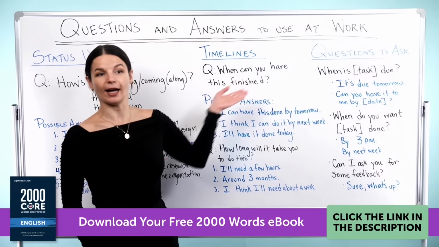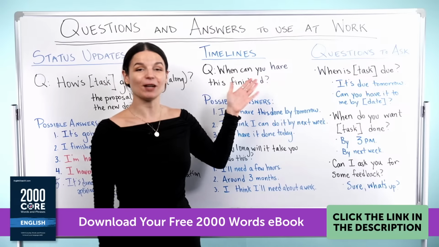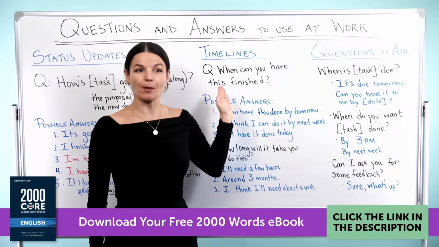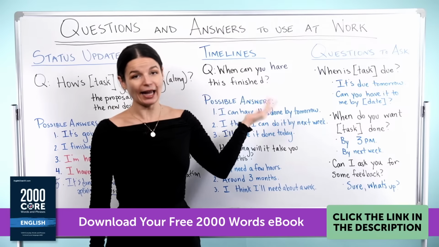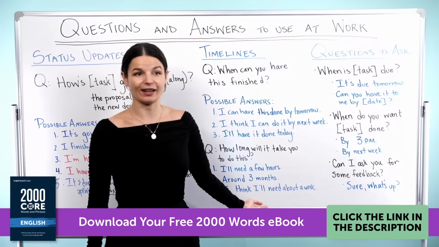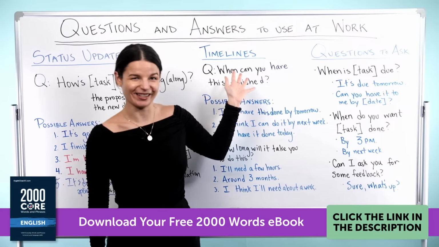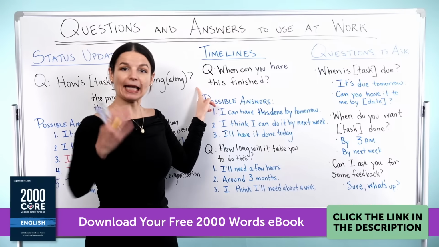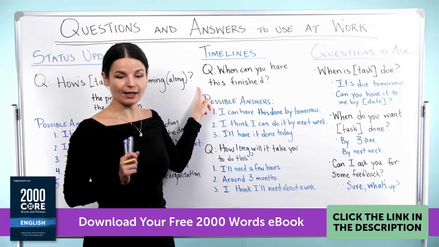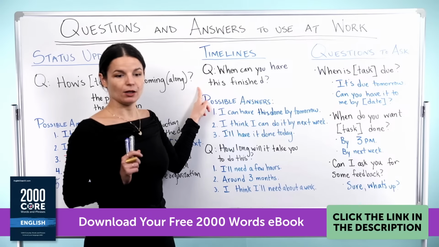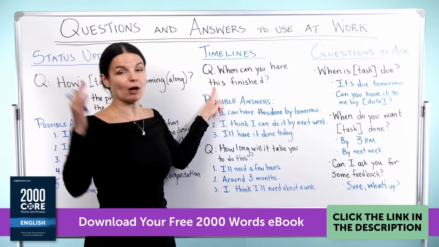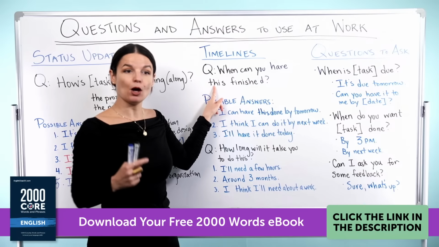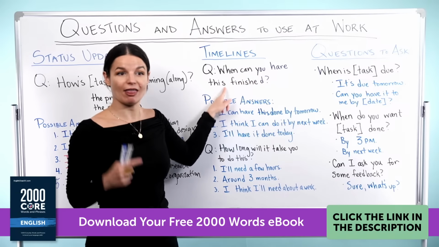Part 2, timelines. Okay, timelines are super important at your work and at your school. So let's talk about one big question and some possible answers, okay? Oh, sorry, I'm wrong. I put 2 questions in this. We're gonna talk about 2 main questions here. First, question 1, when can you have this finished? When can you have this finished? Okay, so this one is a question usually from a boss to their employee. Maybe it's from a teammate to a teammate, okay? When can you have this finished?